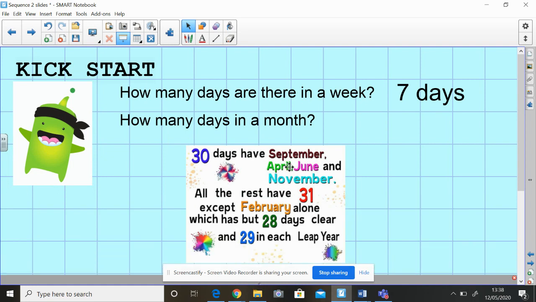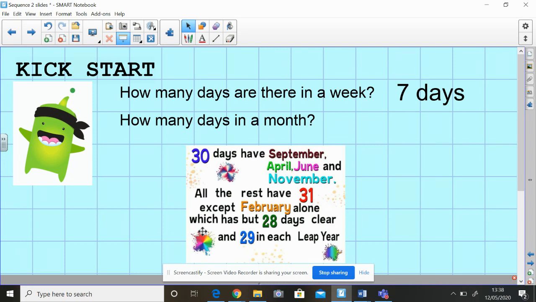30 days have September, April, June and November. All the rest have 31 except February alone, which has 28 days clear and 29 in each leap year. So this tells you that in September, April, June and November there are 30 days. All of the rest have 31 except for February, which has 28 days, except in a leap year, which happens every 4 years, there are 29 days.